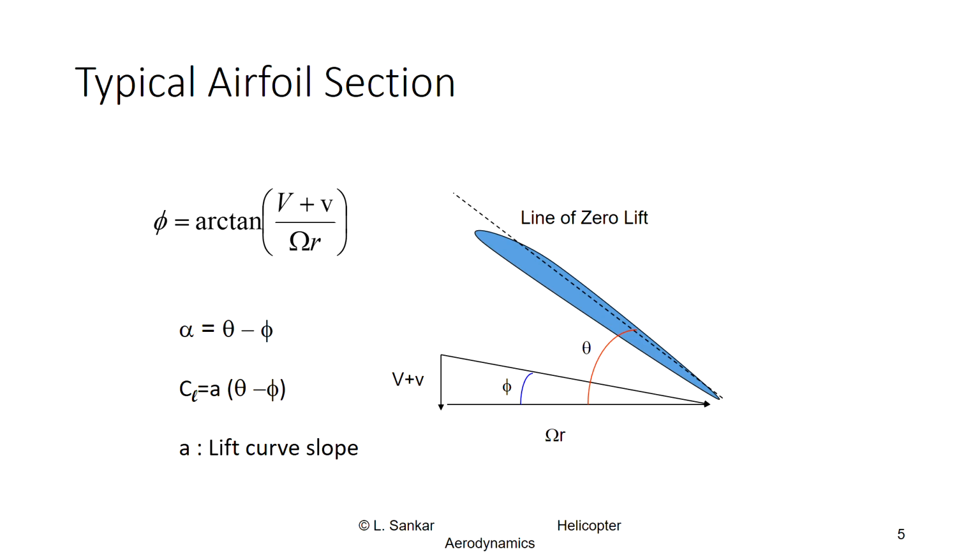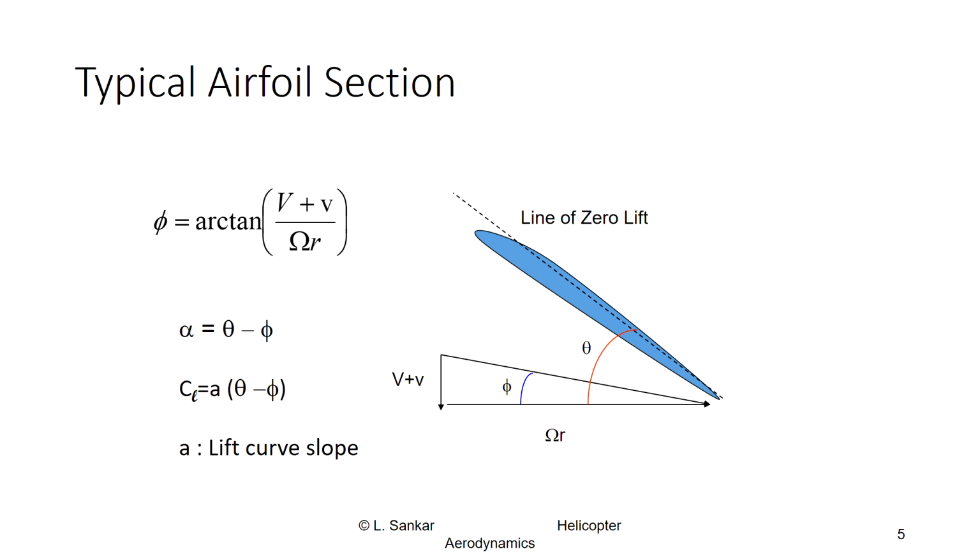Therefore, the lift coefficient at this particular section is a times theta minus phi, where theta minus phi is in radians and a is the lift curve slope. It's roughly 2 pi if you don't have any viscous losses. But if you have a boundary layer growing, we will correct it for a boundary layer correction. It will be roughly 5.7 instead of 6.28. Okay, 5.7 is the lift curve slope. It's a good number to use in many cases.